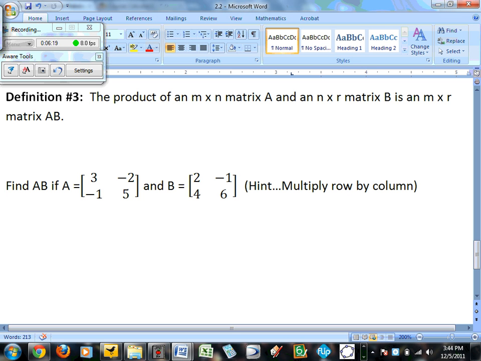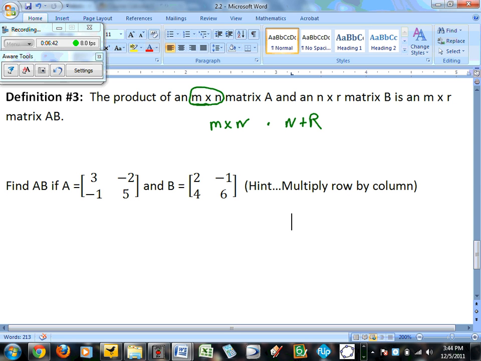Definition number 3, the product of an M by N matrix and an N by R matrix is an M by R. I realize this is getting a little confusing with all those different letters, but I have one matrix that's M by N, and I have to multiply that by a matrix that's N by R.